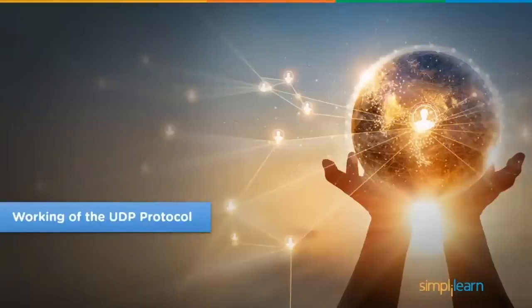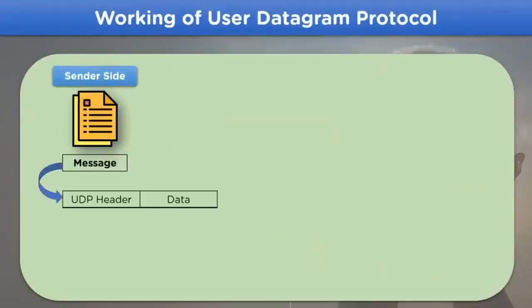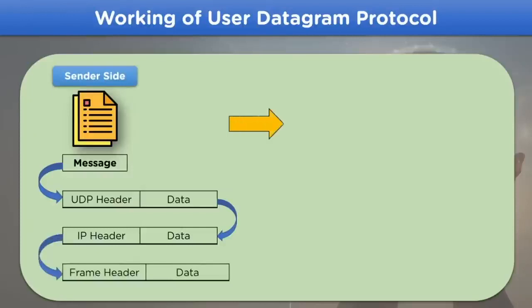Now let's move on to the working of the UDP protocol. To begin with, we have data from the sender side, which is enclosed with the UDP header for communication, giving the UDP header part and the data part. The next step is to hand this over to the IP section for encapsulation, with the IP header and data, where the data is the UDP header and data part. As for the last step, this part is handed over to the frame section, where it is transformed into the frame header and data format.